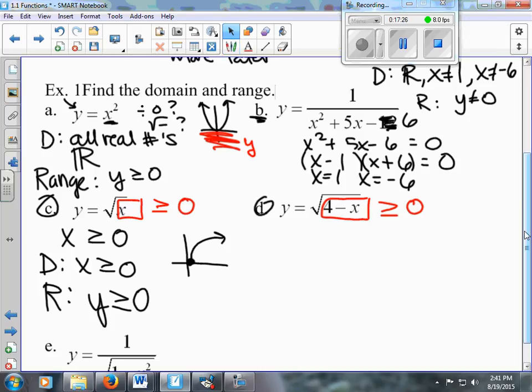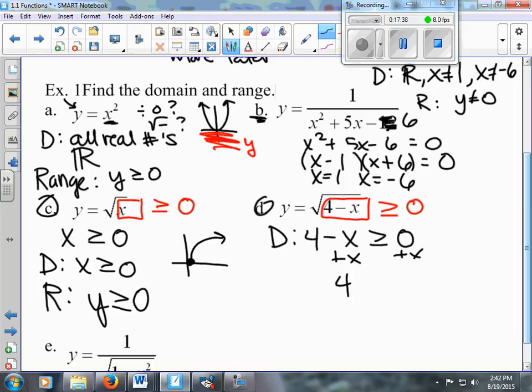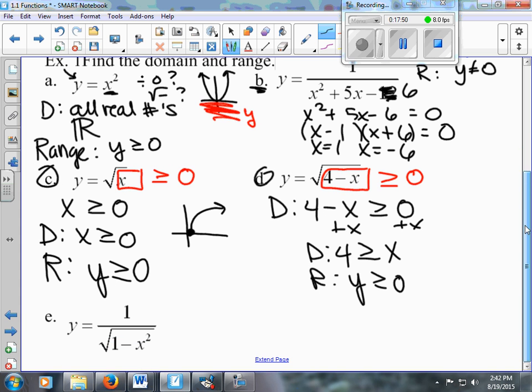And so that's what I'm going to do to determine the domain. I take what's under the square root and I make it greater than or equal to 0. And then I solve for x. So if I add x to both sides here, then I get x is less than or equal to 4, and that's my domain. The range is the same. y has to be greater than or equal to 0. That's all. That will be the range for all square roots.